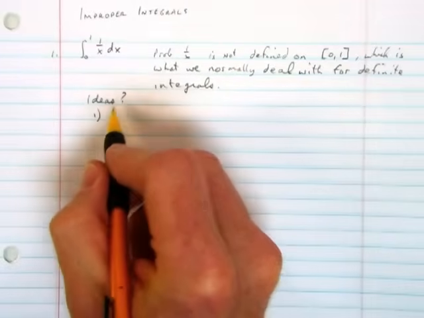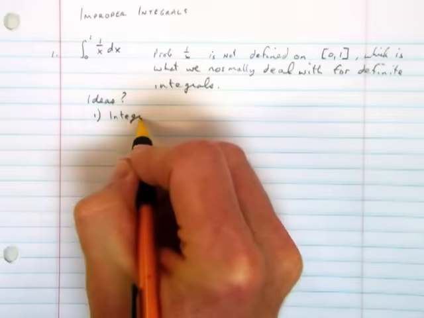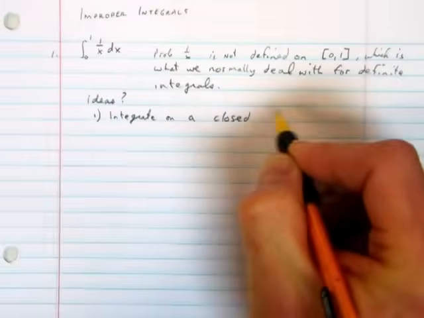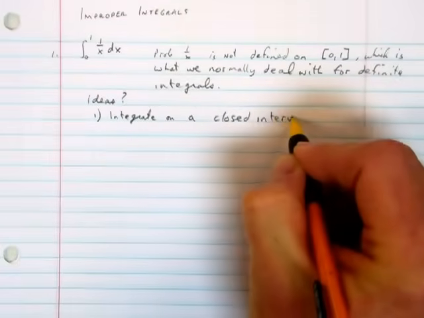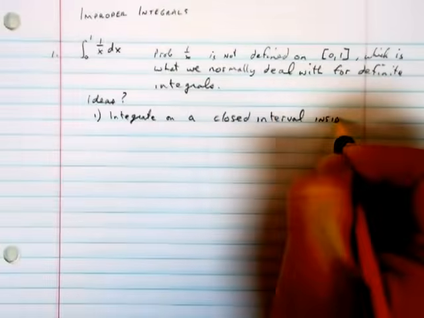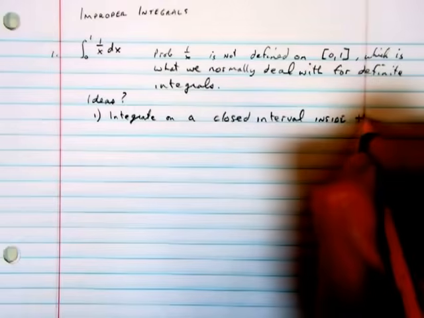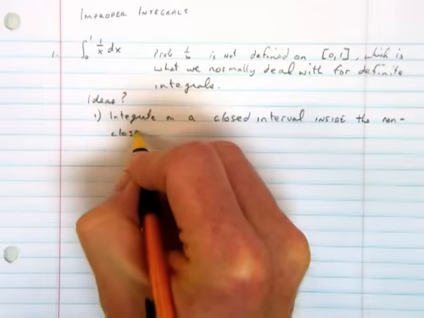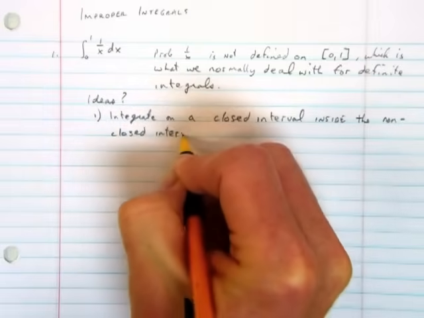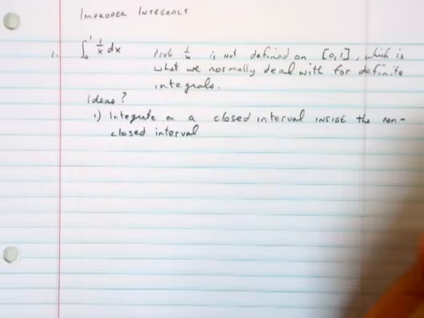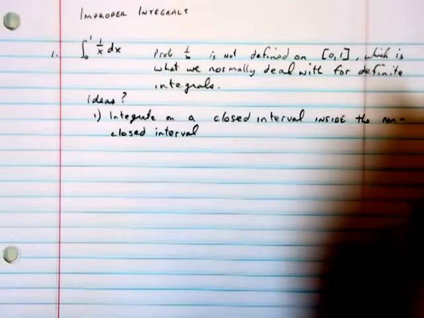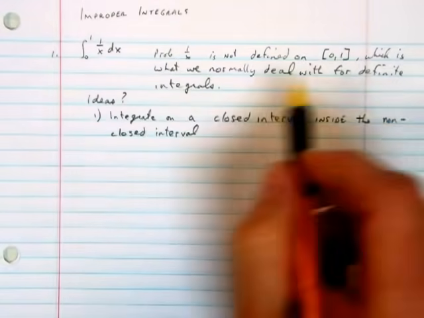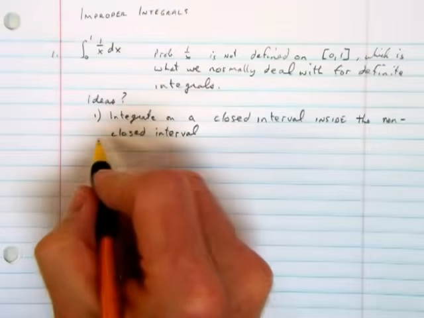Assuming you've done that, number one, what we're going to try to do is integrate on a closed interval inside the non-closed interval. So in other words, we are going to make this have a closed interval, and then we'll expand it out so we can get the interval that we're looking for in the first place.